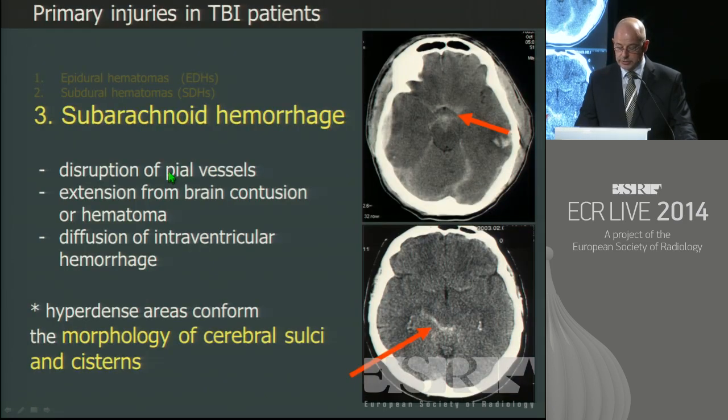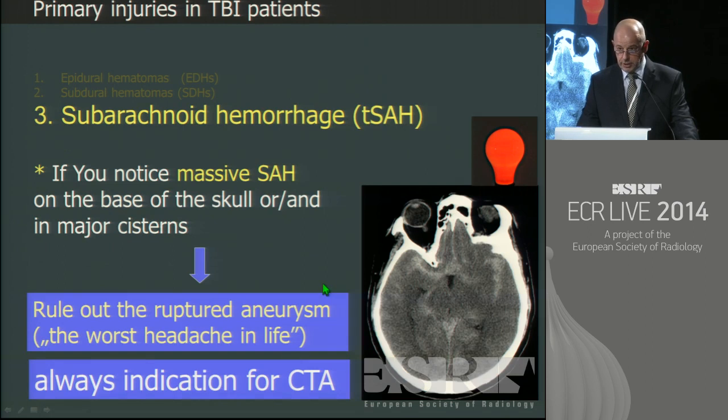Well, so we move to the subarachnoid space, traumatic subarachnoid hemorrhage. You can learn and read a lot from the books. In subarachnoid hemorrhage, there is a hyperdense area conforming to the morphology of cerebral sulci and cisterns. But if you notice a massive traumatic subarachnoid hemorrhage, you have to remember that you have to rule out a ruptured aneurysm.